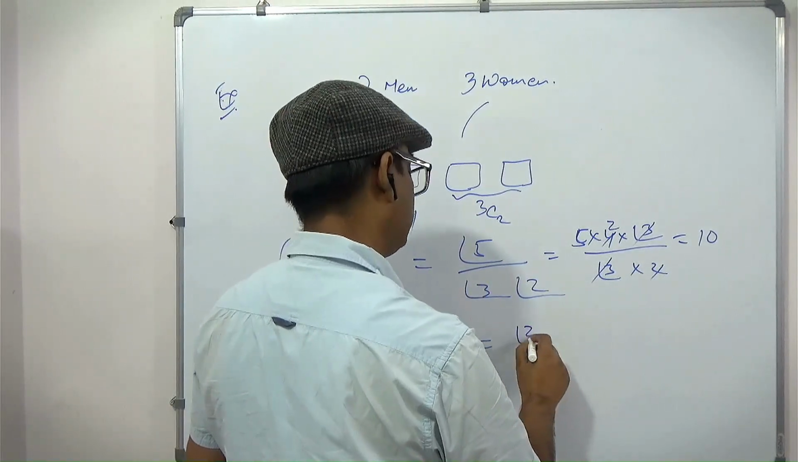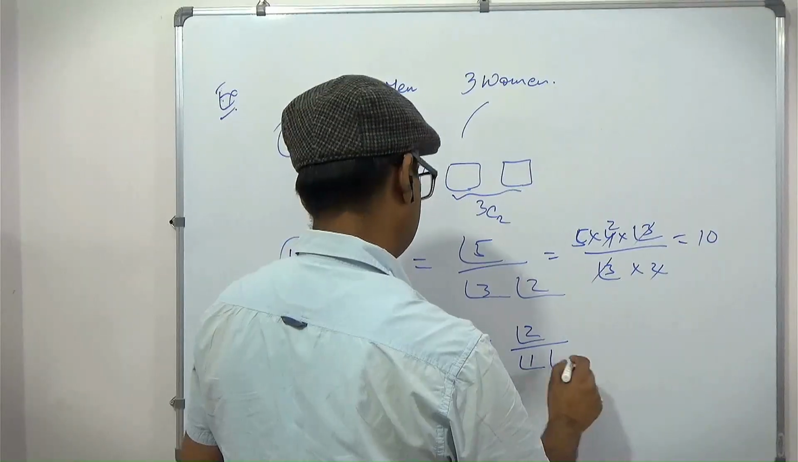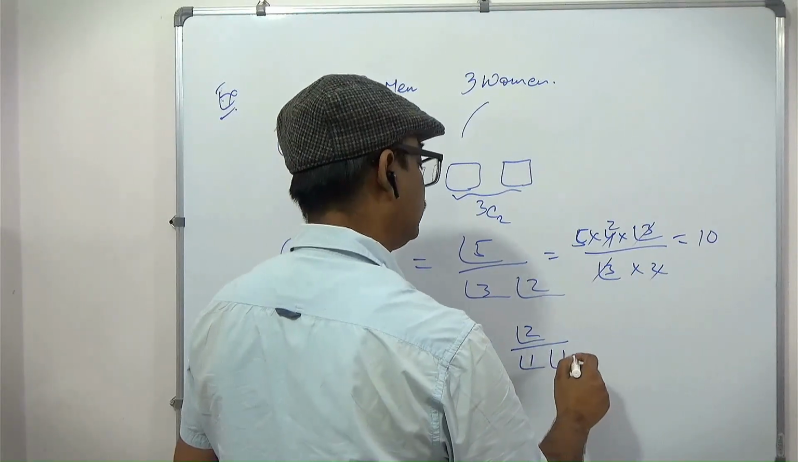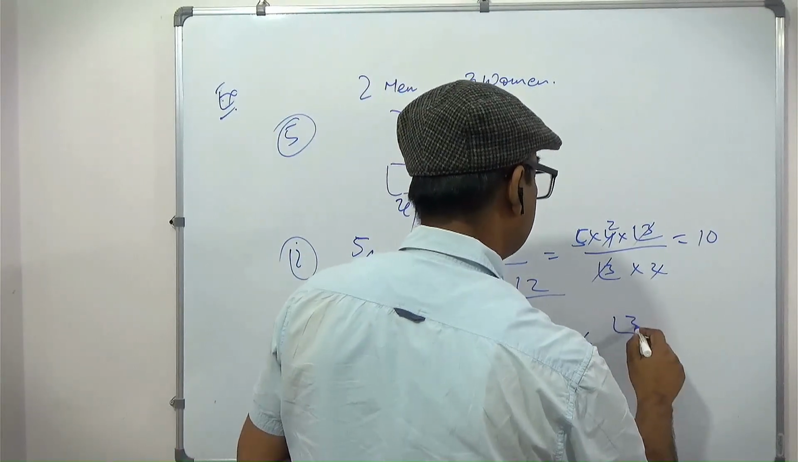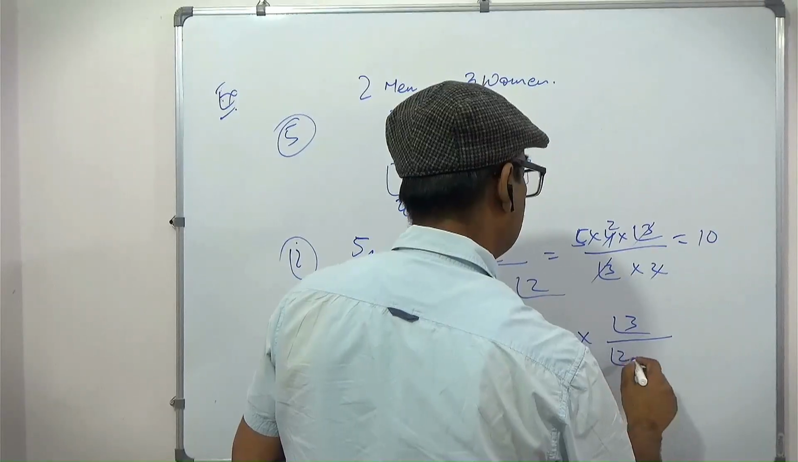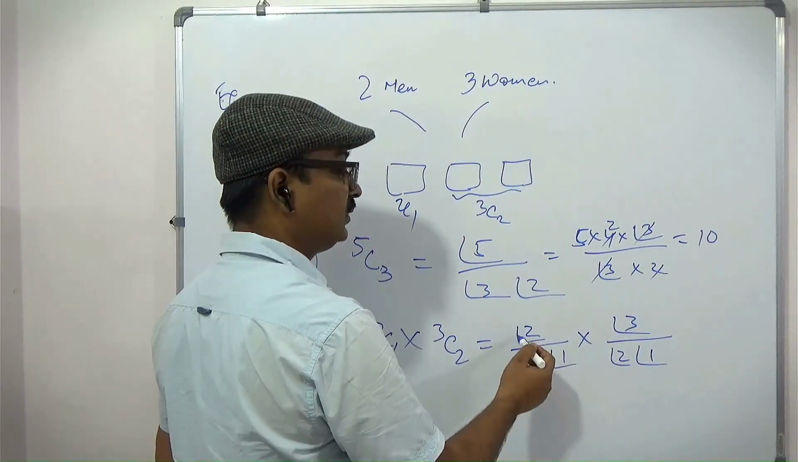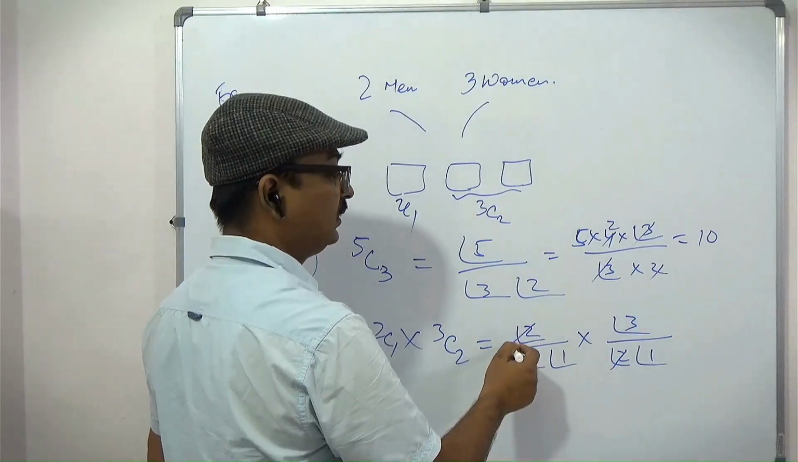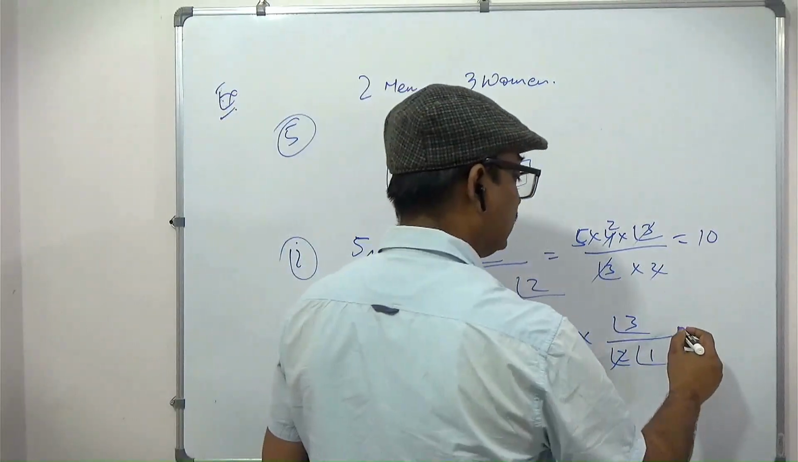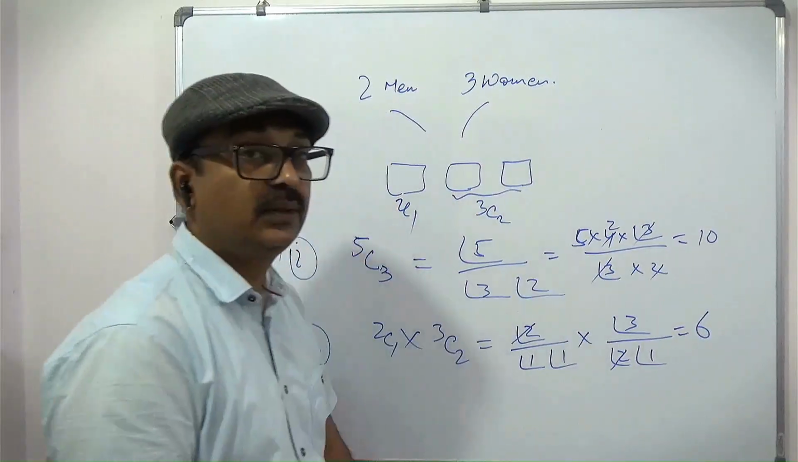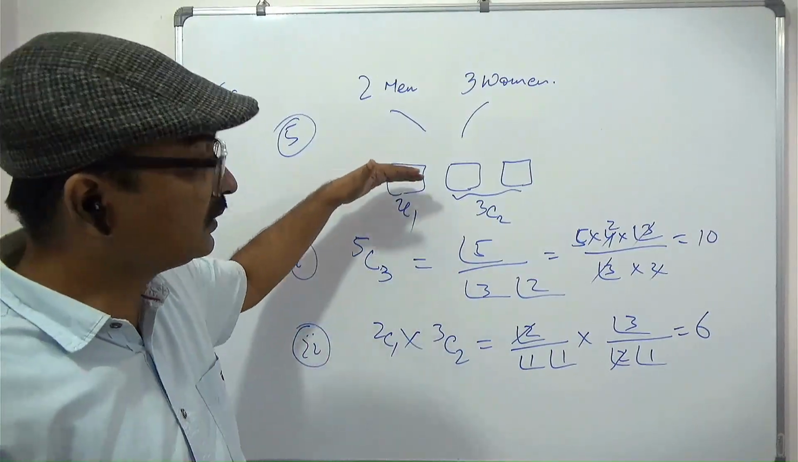So 2C1 is factorial 2 over factorial 1, factorial 2 minus 1, that is 1, into factorial 3 over factorial 2, factorial 3 minus 2, that is 1. So this is 1, 1, this is 2, 2, the 2s cancel. This is 3 into 2 into 1, that is 6. So there are 6 different ways in which this committee can be formed.